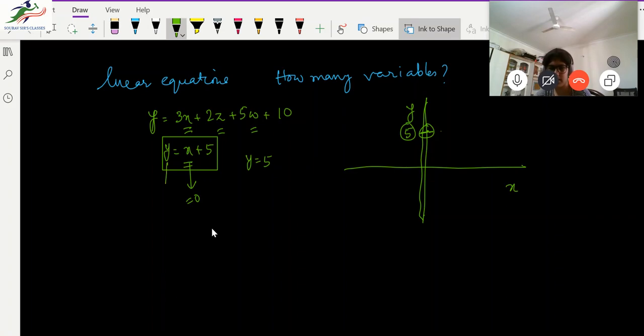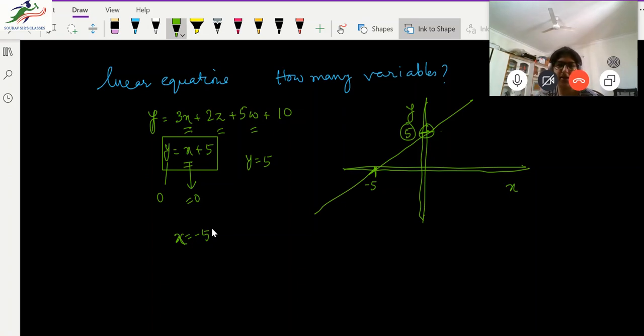And next we'll put y equal to 0. So x is equal to minus 5. So y equal to 0 means the x-axis itself. And the value of x for that is minus 5. So these are 2 points and we can draw the straight line using these 2 points.